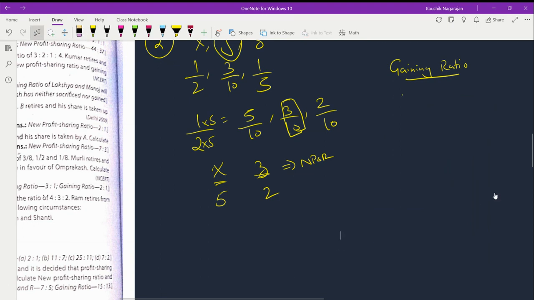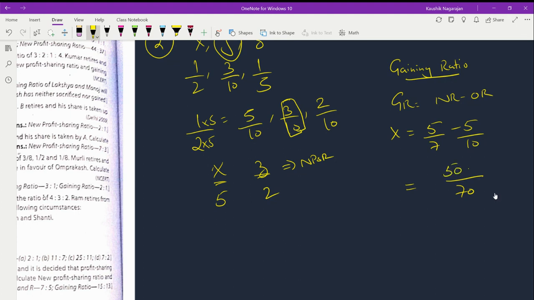Okay, so the formula for gaining ratio is equal to your new ratio minus your old ratio. So first I'm going to calculate for X. For X, the new ratio is 5 by 7 minus the old ratio, which was 5 by 10. So the LCM will become 70. So multiply numerator and denominator by 10. So that means 5 tens are 50, minus here into 7 and into 7. This gives me 35. So thereby 50 minus 35 is 15 by 70.